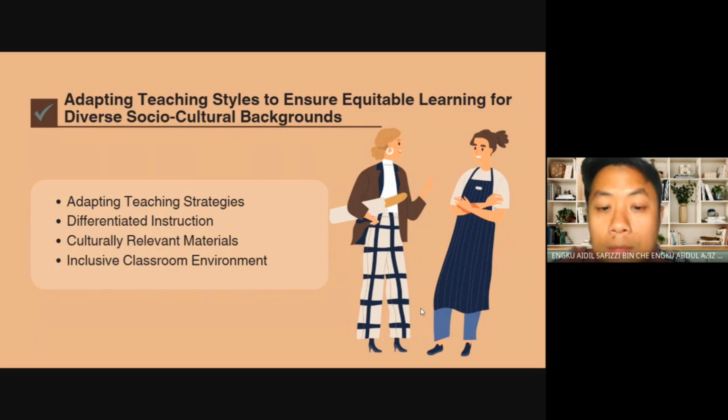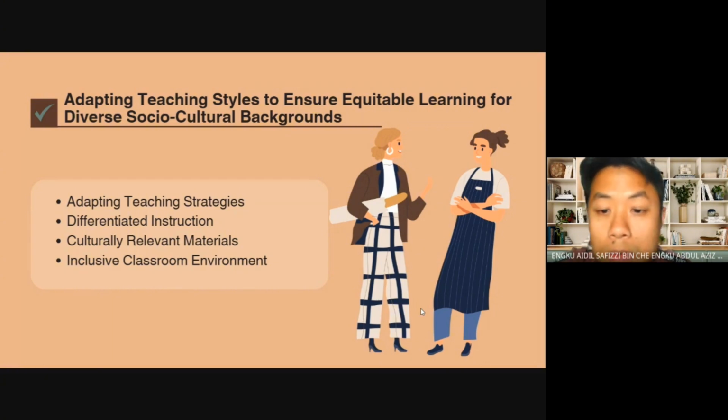This includes differentiated instruction, which tailors teaching methods as well as teaching styles to the diverse learning needs of the students. For example, a teacher can use a mix of visual, auditory, and kinesthetic teaching techniques to accommodate different learning styles. As we know, our students don't have similar learning styles, so we need to mix our teaching methods to meet their learning styles.